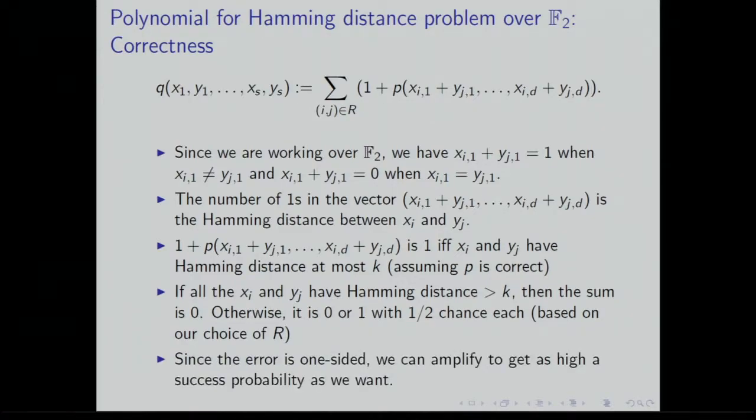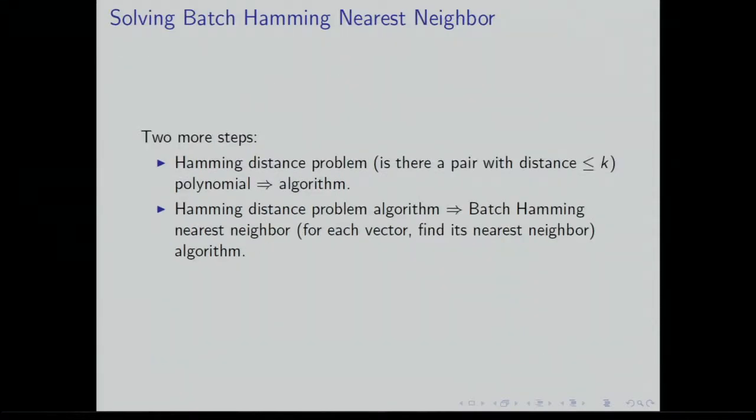If the answer was supposed to be 0, assuming our polynomial p was correct, then we're always going to say 0. So we can amplify it just like before. It turns out we're only going to need to take two samples of this to get the probability of success that we want. There are some more details about making sure the probability p is correct is high enough, but I claim that it works out.